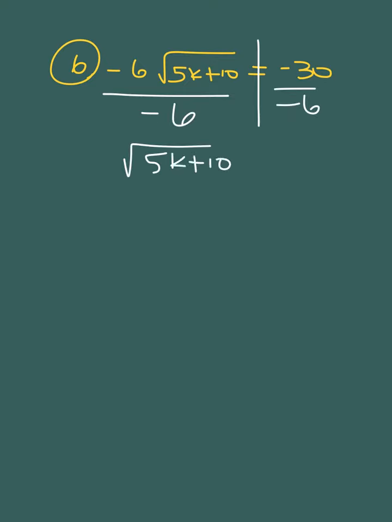Now I can square both sides because I have that radical isolated. So I have 5k plus 10 is equal to 25. Subtract the 10 from both sides, and I have 5k is equal to 15. So k is equal to 3. So once again, I'll check it.